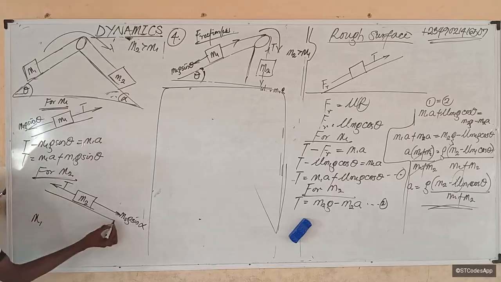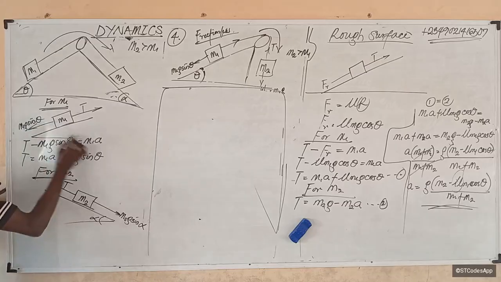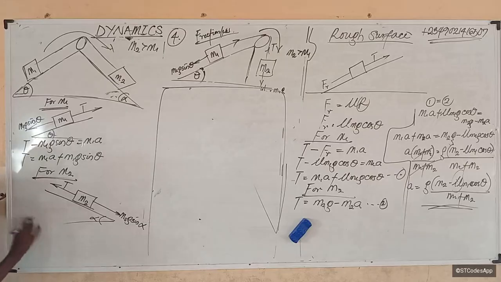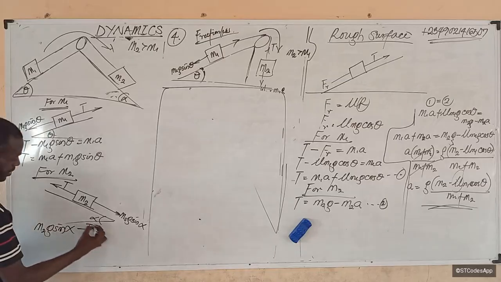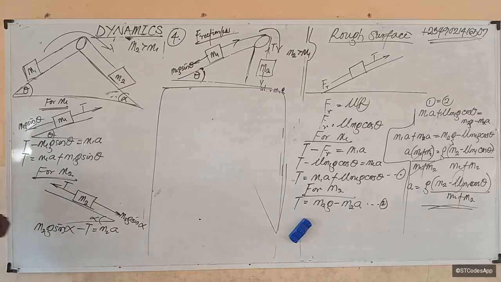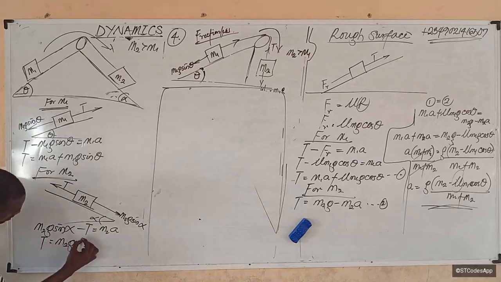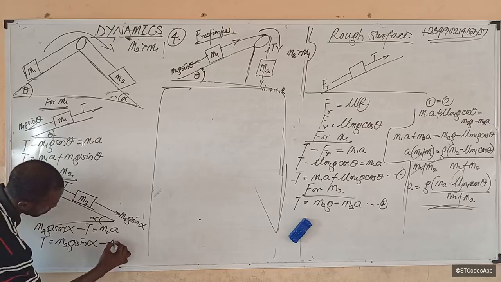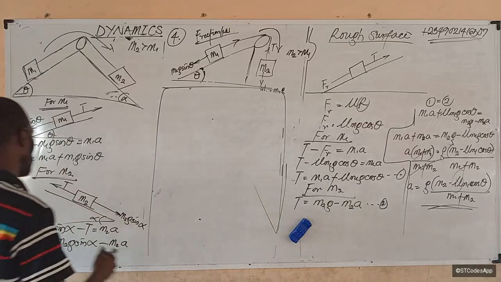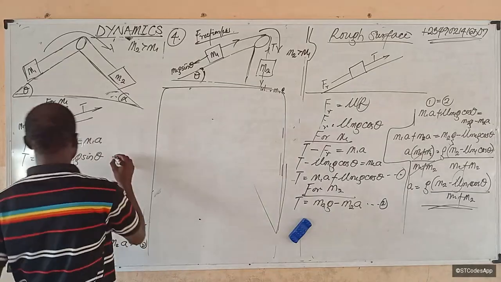So we have M1, inclination is theta, and for M2 inclination is alpha. Here, M2G sine alpha is in the direction of motion, minus tension, is equal to M2A. So if this be the case, then tension becomes M2G sine alpha minus M2A. This equation 2 is equation 1.